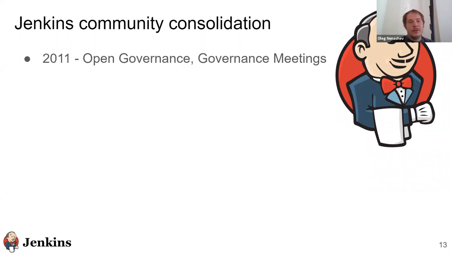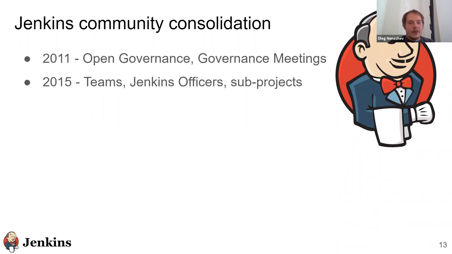For example, in 2012, open governance was introduced in the project, along with the governance meeting, which allowed us to discuss common project matters and to agree on particular decisions, including strategic ones. In 2015, teams and Jenkins officers were introduced. The governance board originally consisted of 3 members, and we also added 3 officers. We introduced multiple sub-projects like infrastructure, Jenkins meetups, and later technical projects like remoting or Jenkins Evergreen. This helped us to create groups of contributors focusing on particular efforts and to coordinate these efforts within these groups.